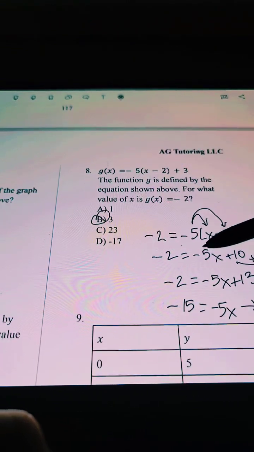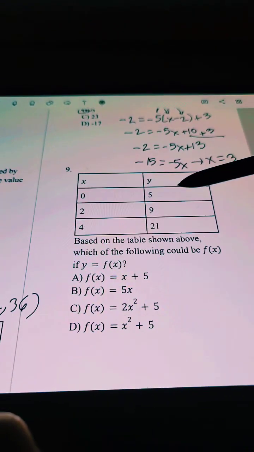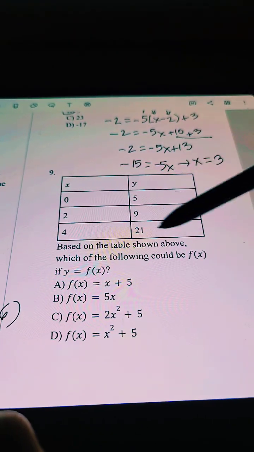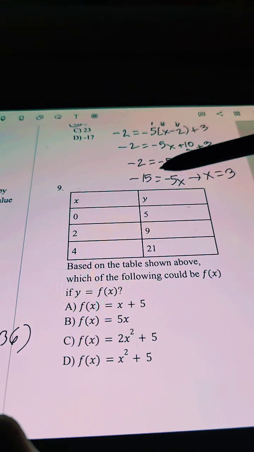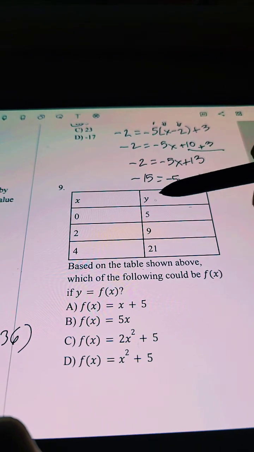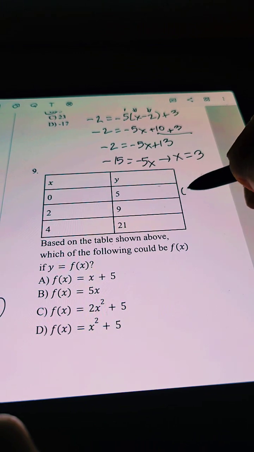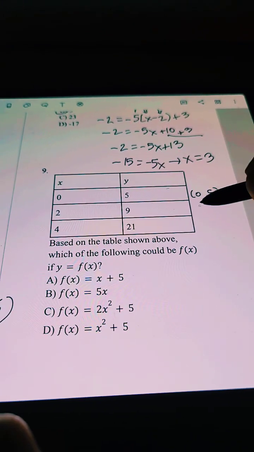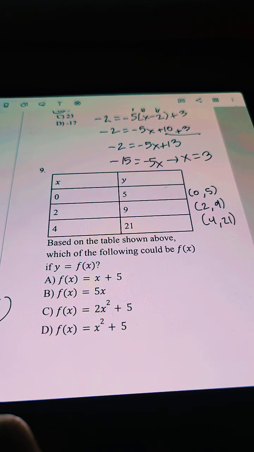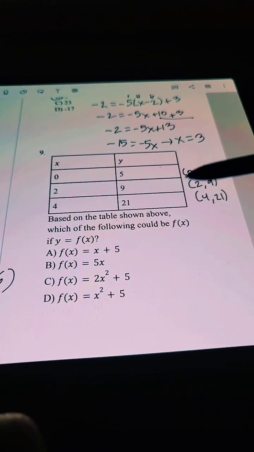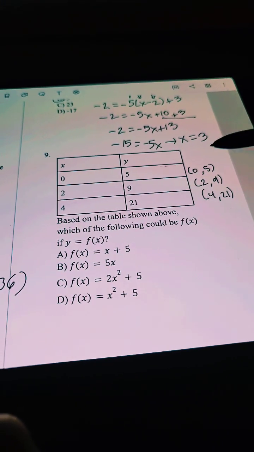So let's go to number 9. Based on the table above, which of the following could be f of x if y is equal to f of x? Okay, so y is the same thing as f of x. They've given us a bunch of points: 0, 5; 2, 9; and 4, 21. So what you can just start doing is plugging in. I would start with the 0, 5, because that's easy as it has a 0 in it, and then see what you can eliminate based off of that.